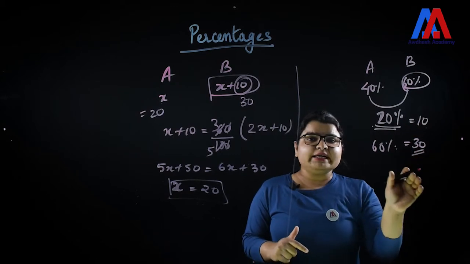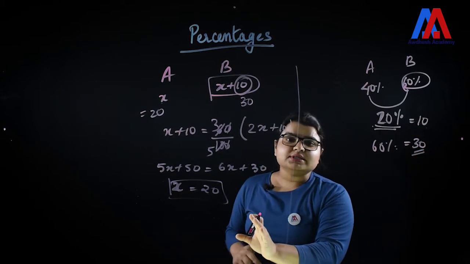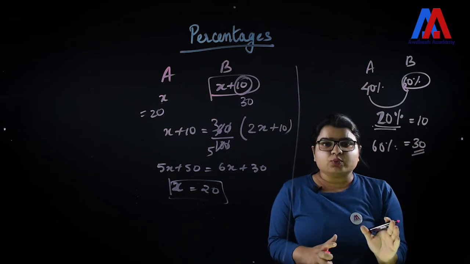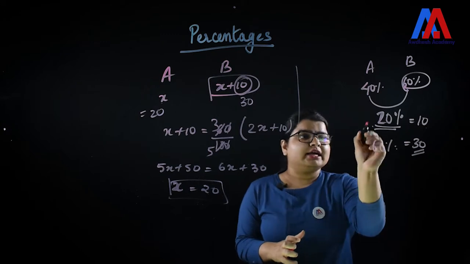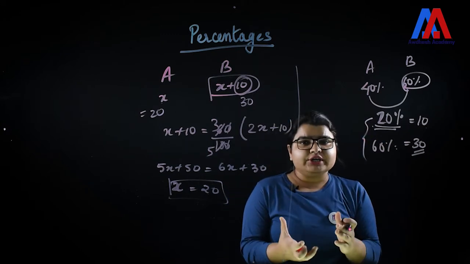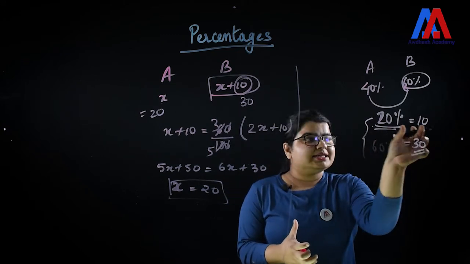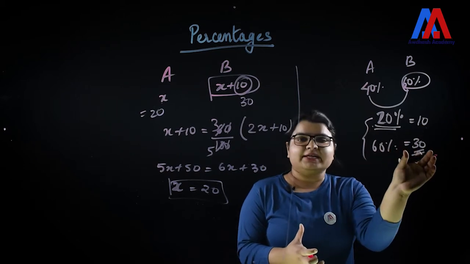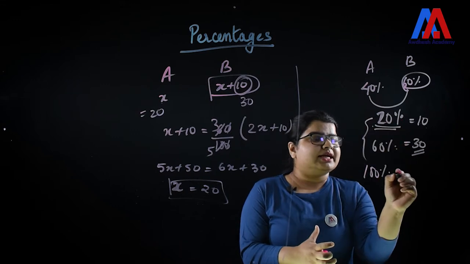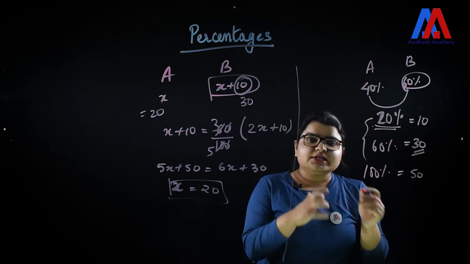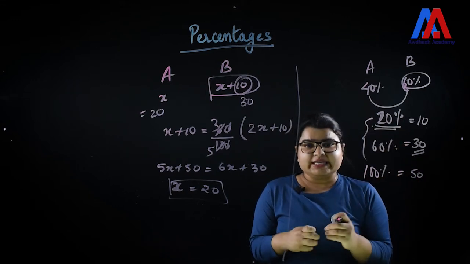So this could have been done without solving any equations, and even if you practice well, then you can also do it mentally. So what we have done right now is just the application of a unitary method. If 20% is 10 marks, then 60% would be 30 marks and 100% would be 5 times this, that is 50 marks. So this way you can solve some questions very easily.